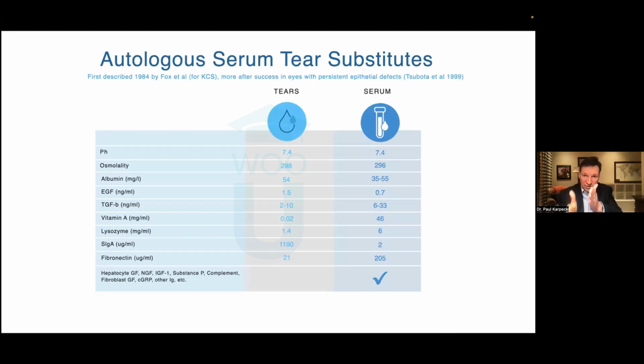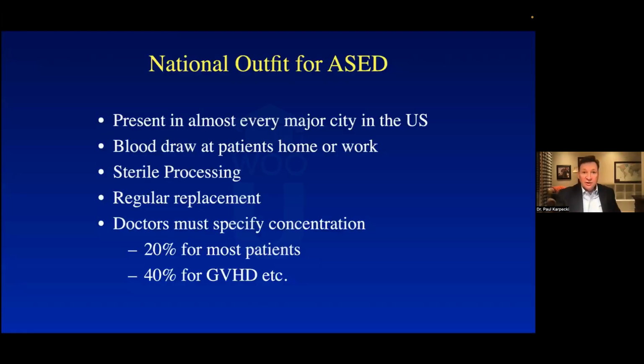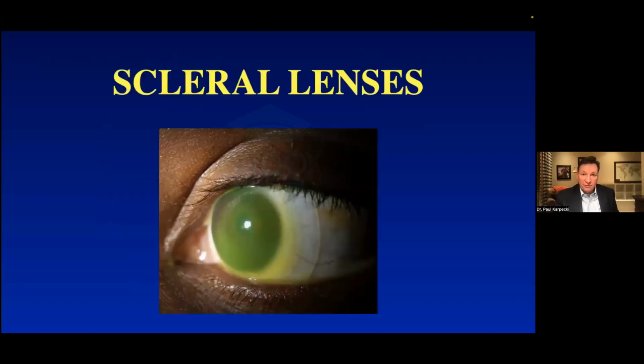And look at how similar tears and serum are. Well, they're almost identical, other than serum has a little higher concentration. These national outfits will visit patients. The only thing they need to know is what concentration. Well, for most dry eye, 20 to 25%, remember those numbers, is the most common percentage. Graft versus host disease, I have a lot of those patients referred in. Neurotrophic keratitis, I've got to go to higher concentrations, like 40. SLK even, I need to go to 40 to 50%.